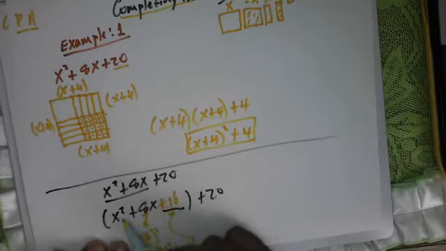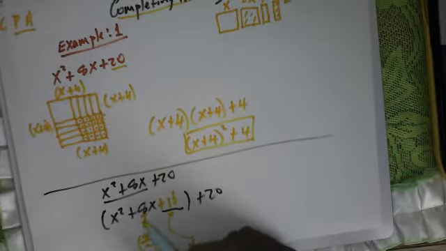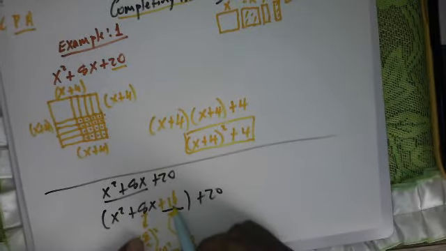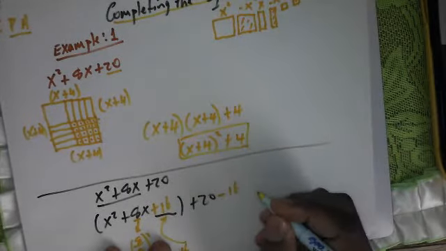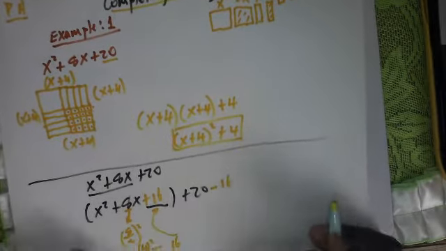I added this 16 to my original expression, meaning that I'm changing it. So to account for this 16 that I added here, I must subtract it from here as well. Now this is my completed square.